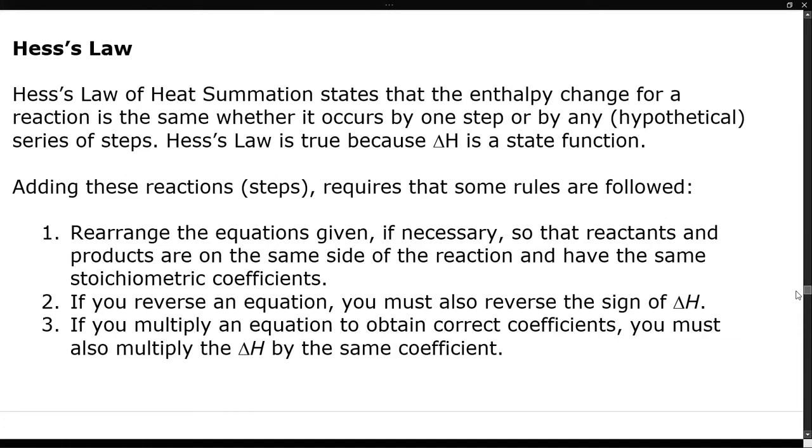So here are the steps that have to be followed. If this occurs in a series of reactions, then we're going to need to rearrange those reactions if necessary so that the reactants and the products are on the same side of the equation as they're in the reaction that we're trying to determine. If you flip that reaction around, you have to reverse the sign of the delta H, that is, you flip from positive to negative or vice versa. If you multiply an equation to get the coefficients to be right, which you will have to do sometimes, then you must multiply the delta H by that same coefficient.